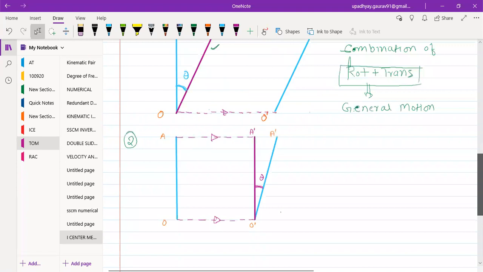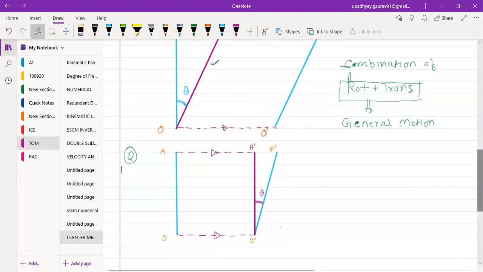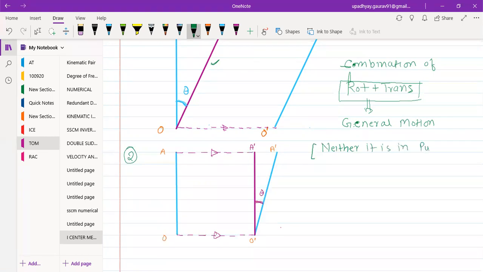Combined motion, and generally it is pronounced as general motion. The link is having a general motion. Neither is it in pure translation, nor is it in pure rotation.